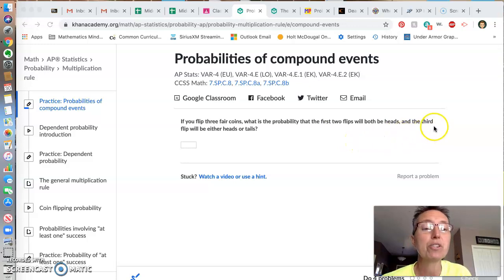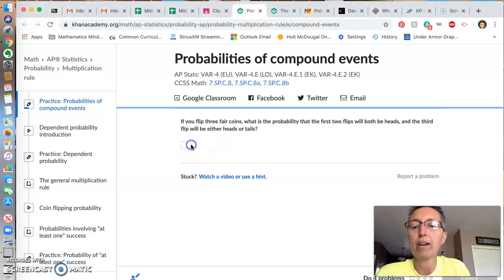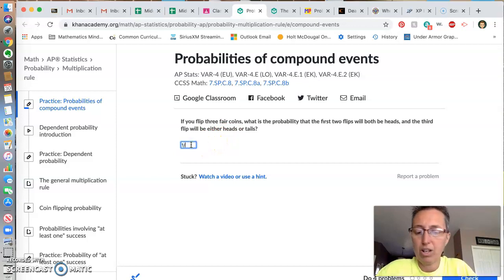The second one should be the same, 1 out of 2 again. And then the third one is a little different. The third flip will be either heads or tails. Well, what are your chances of getting heads or tails? Should be 2 out of 2. So I have written down 1 out of 2 times 1 out of 2 times 2 out of 2, which is going to give me 2 out of 8 or 1 out of 4. A 1 out of 4 chance of this occurring. Yay, I got it right.